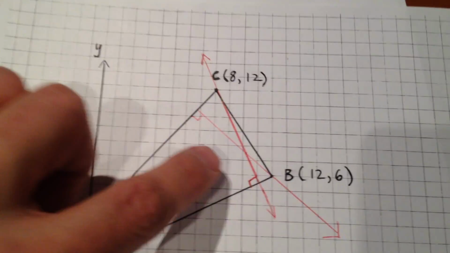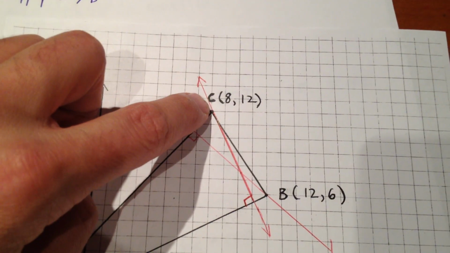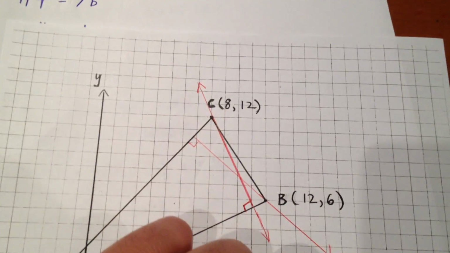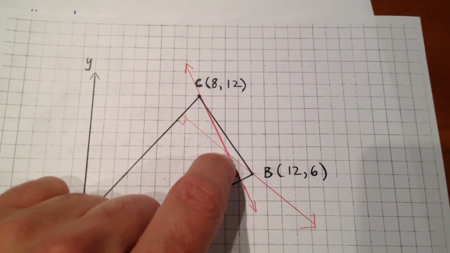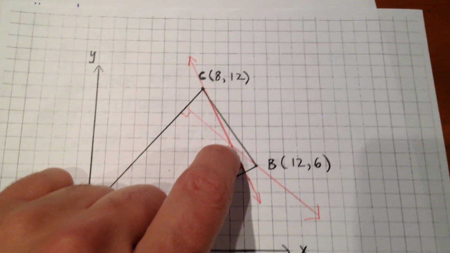Okay, so the first altitude was found, and now the second altitude has been found. And our job is to find the point of intersection. That point of intersection will be the orthocenter.